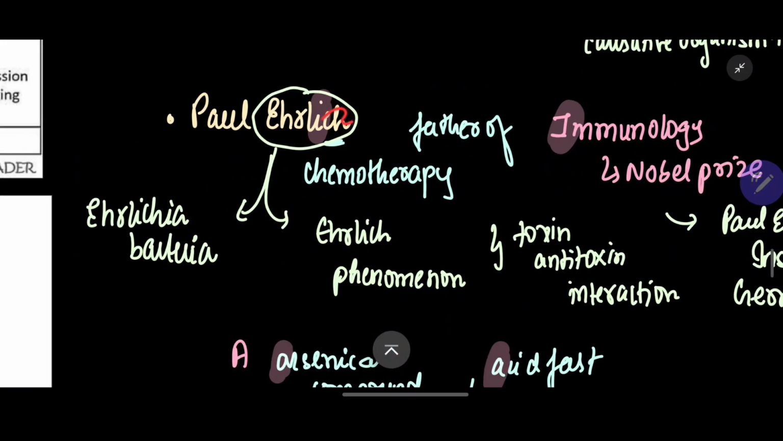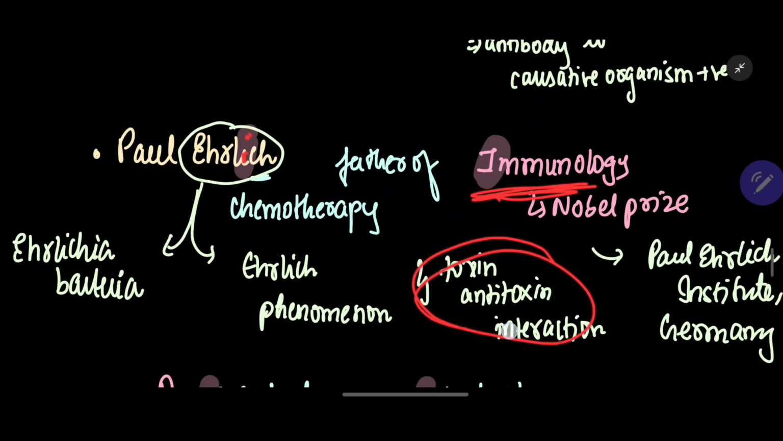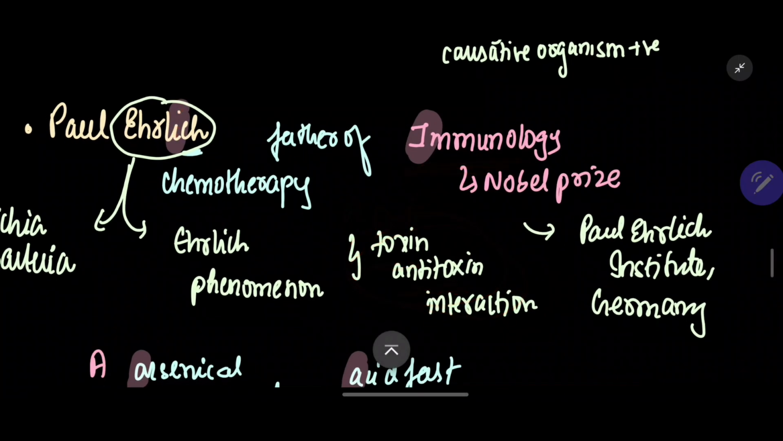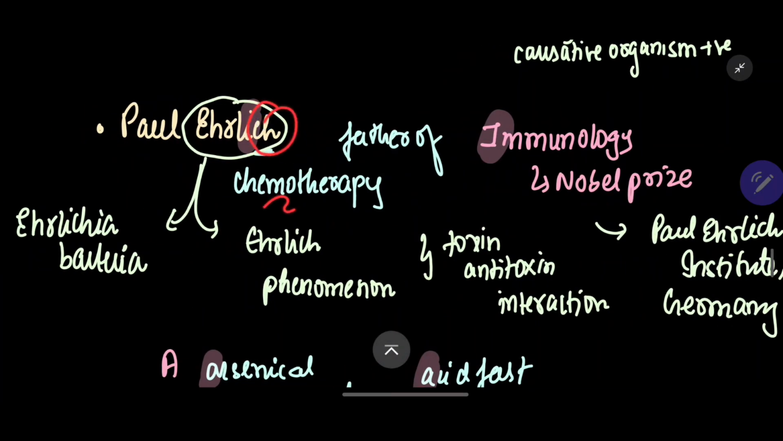Moving on, the I in his name is for immunology. We just talked about this, right? Toxin, antitoxin is antigen, antibody, and he did something really great in this. So that's why he got a Nobel Prize for immunology. And then CH is chemotherapy. So he's the father of chemotherapy.